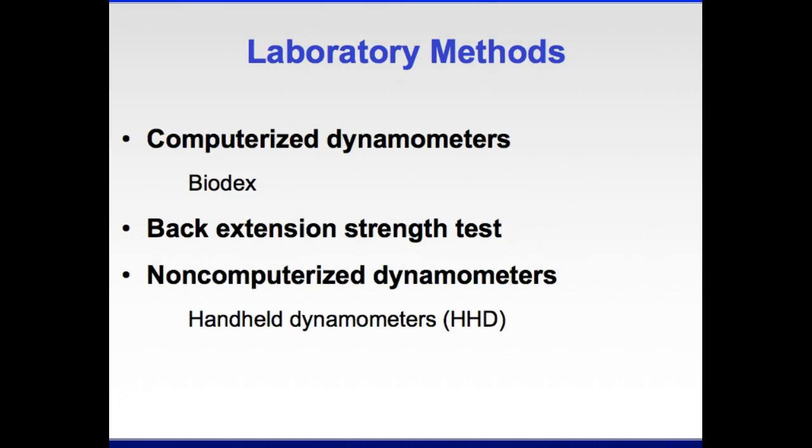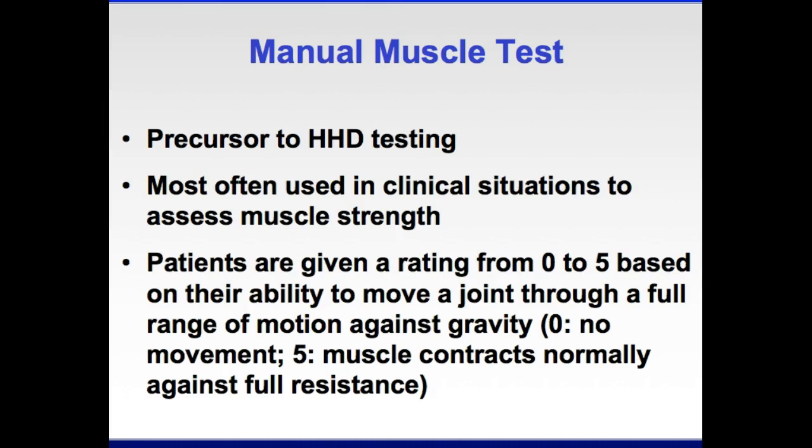Laboratory methods: computerized dynamometers, Biodex, back extension strength tests, and non-computerized dynamometers. Handheld, that's a big word to say. Manual muscle tests, a precursor to HHD testing, are most often used in clinical situations to assess muscle strength, and patients are given a rating from 0 to 5 based on their ability to move a joint through a full range of motion against gravity.